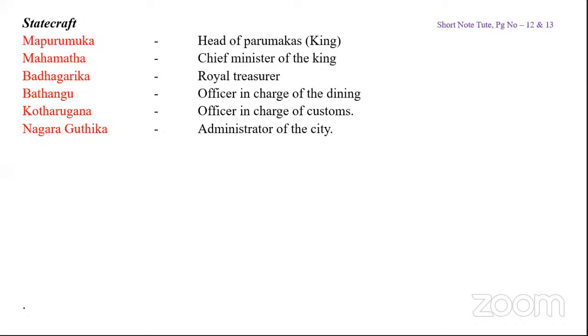Officer in charge of the dining, Bhathangu. He was not the chief cook in the king's palace. He was just the person who tasted all the food items prepared for the king and checked the suitability of the food for the king. Then Kotarugana was the officer in charge of customs and traditions. He reminds the king about the customs and traditions. And Nagaragutika was the administrator of the city, the city administrator.